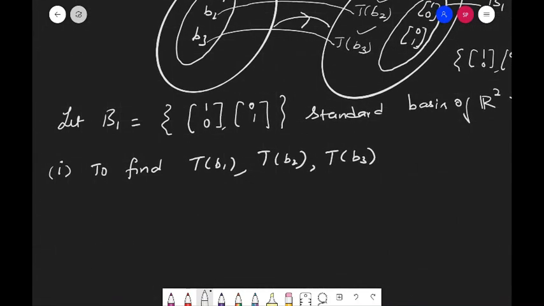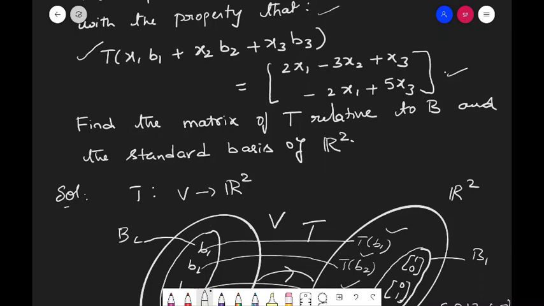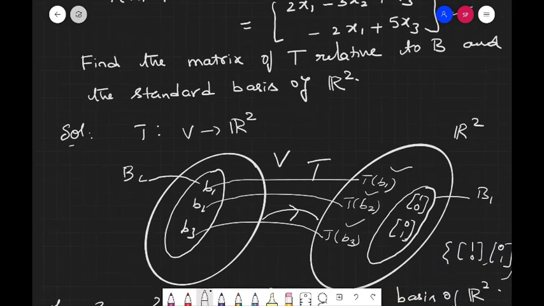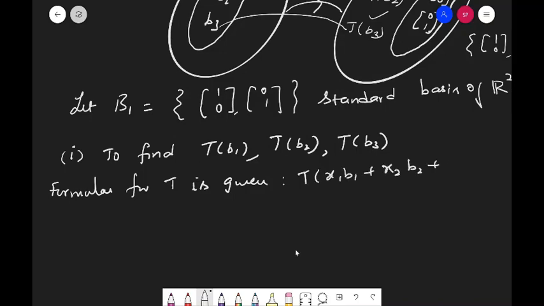Now for this, what is the formula relating to T given to us? If we observe the given one, it is given like this: T of x1 b1 plus x2 b2 plus x3 b3 is equal to (2x1 minus 3x2 plus x3, minus 2x1 plus 5x3). This is what is given to us.